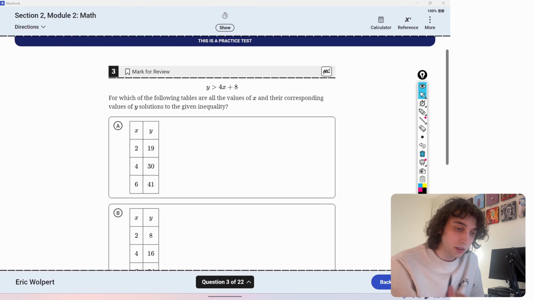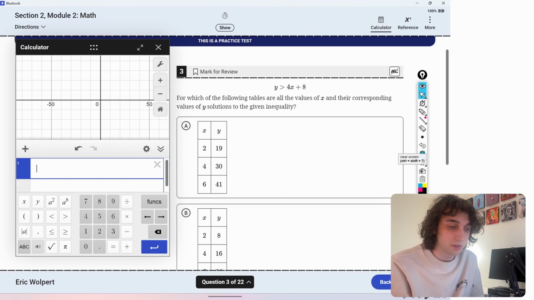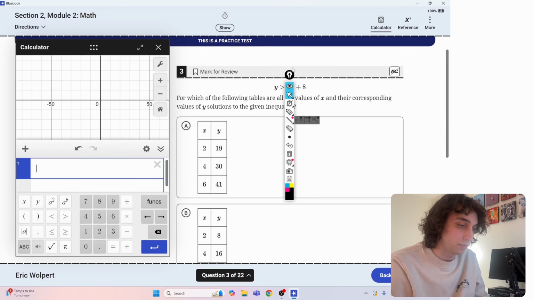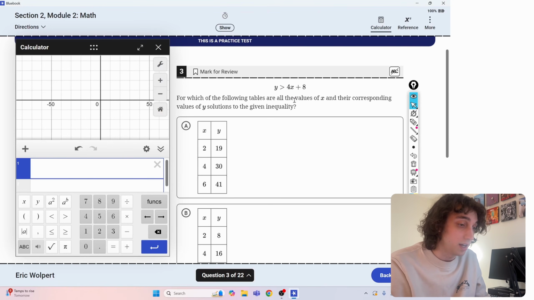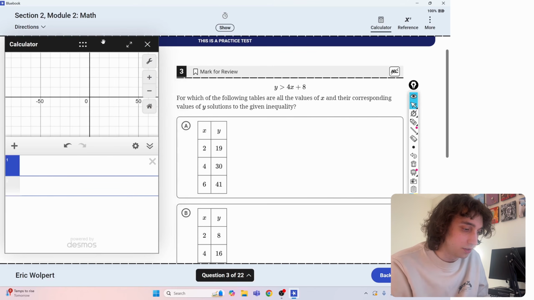And so one thing that we could do is we could go into Desmos, we could graph the inequality as an inequality, and then we could plug in all the points and see if the points are above or below the line. And that's going to be what most answer explanations are going to tell you to do.